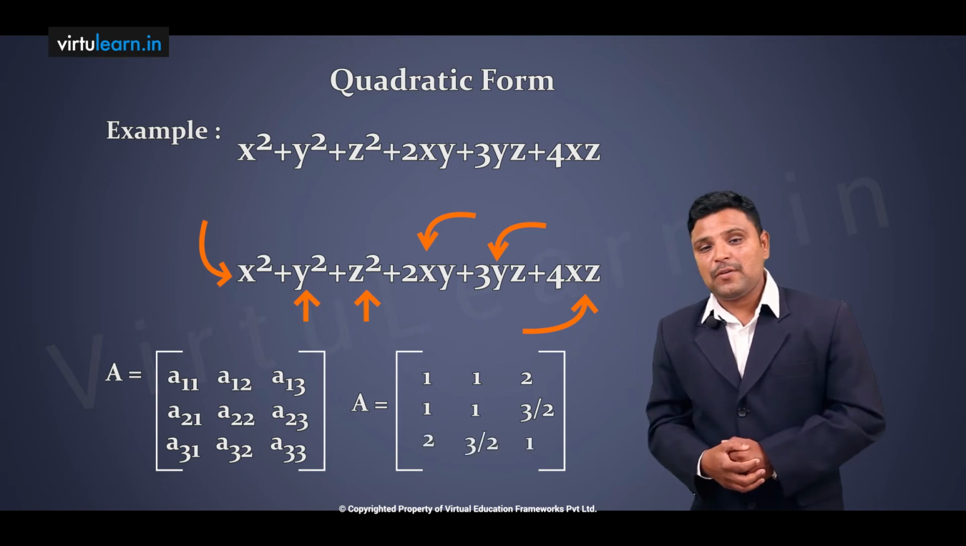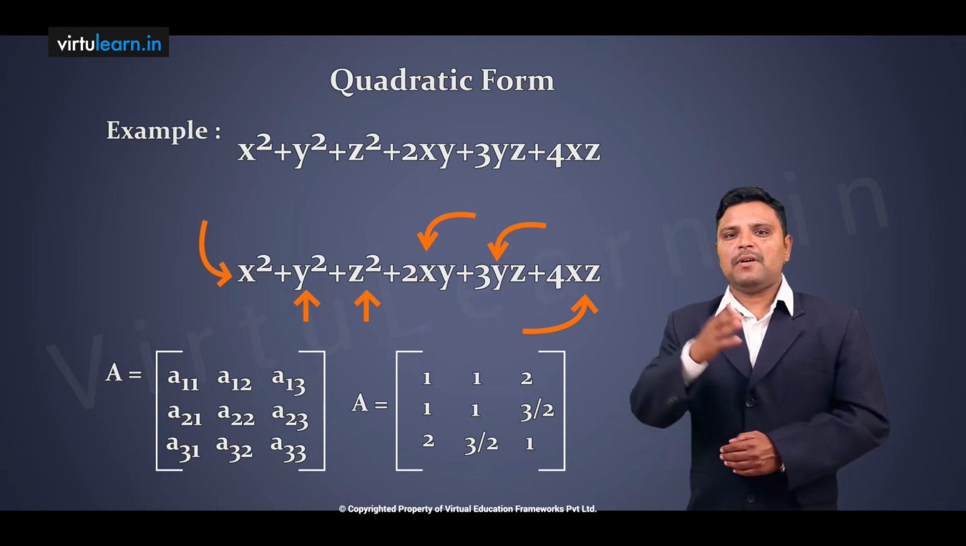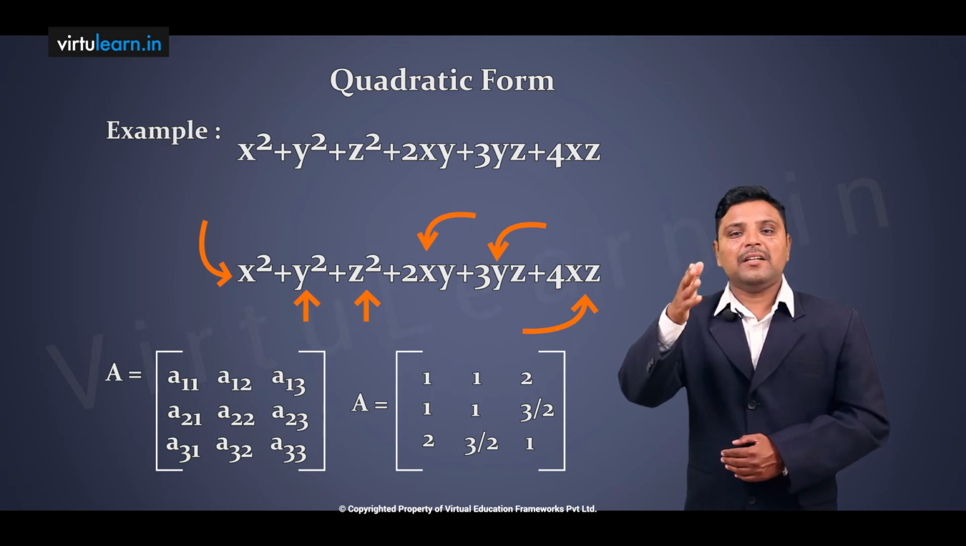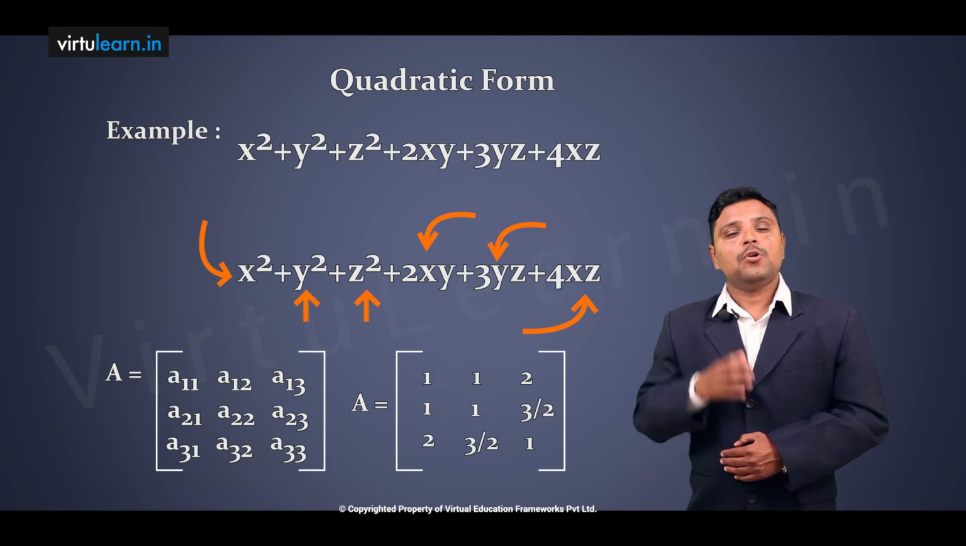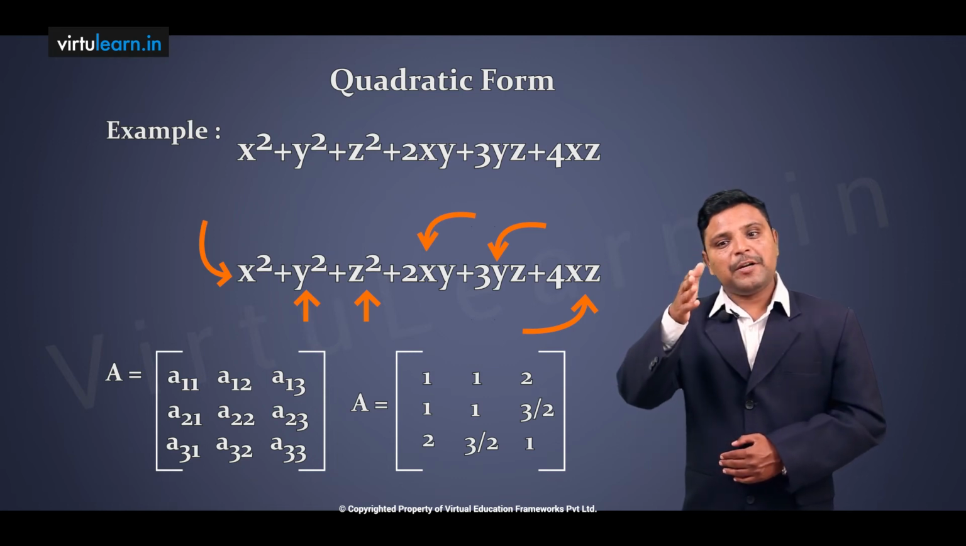Once again, observe the first row and first column elements: 1 1 2. Second row 1 1 3/2, second column 1 1 3/2. Third row 2 3/2 1, third column 2 3/2 1.